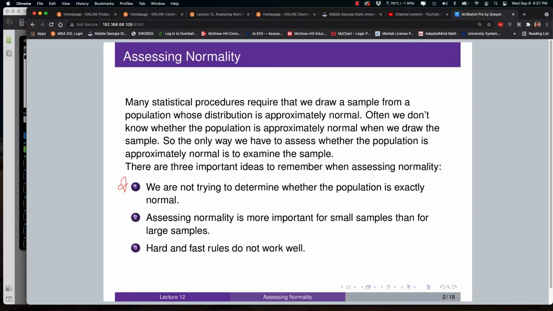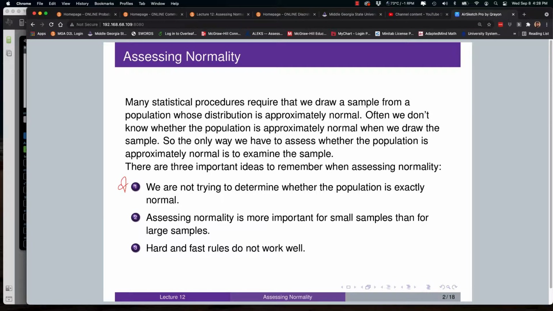Number two, assessing normality is more important for small samples than for large samples. A caveat to that is that yes, it's always important for small samples, because when you take a small sample, if it's skewed, the results that come out of it will be misleading. So they need to be as normal as possible if you're going to use a normal method to look into the data further. But for large samples, it's still somewhat important. We still should do it, but it's definitely more important for small than large.